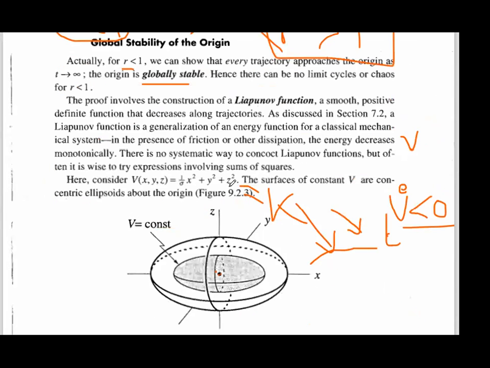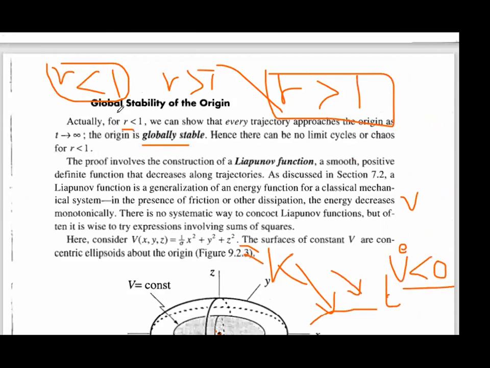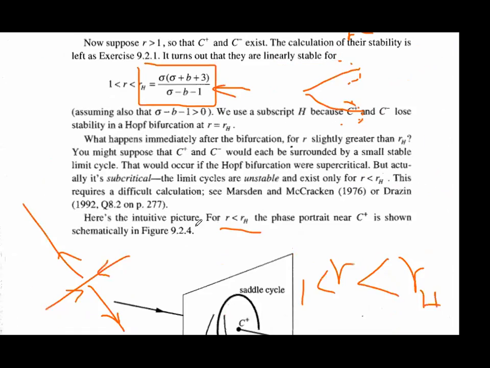Then we constructed an energy function like this. We show that the origin is globally stable for this scale, right? That is very important. So this is what I want to say.